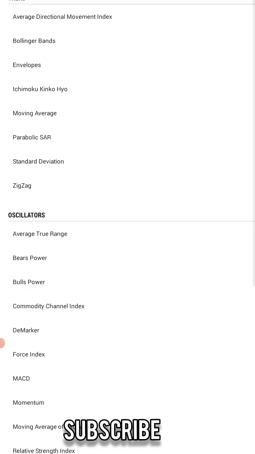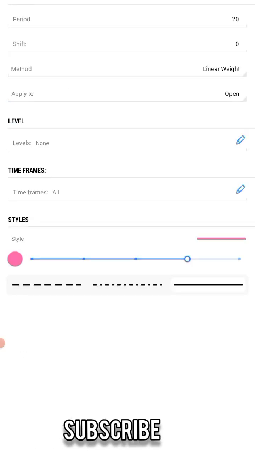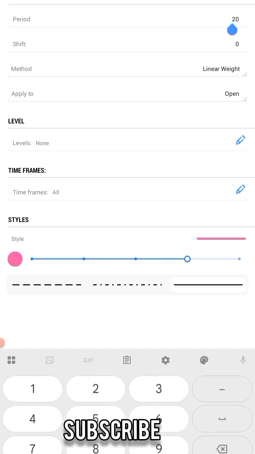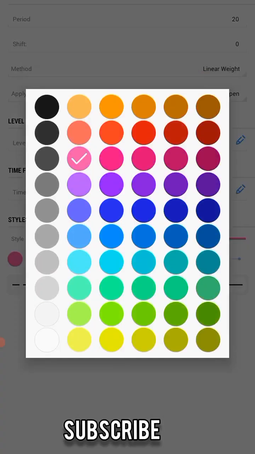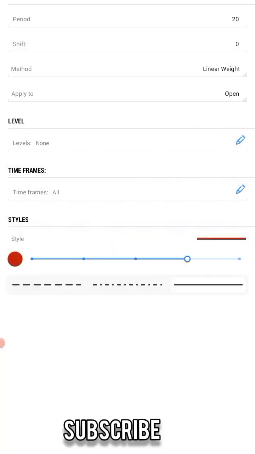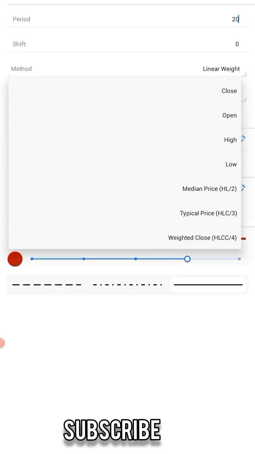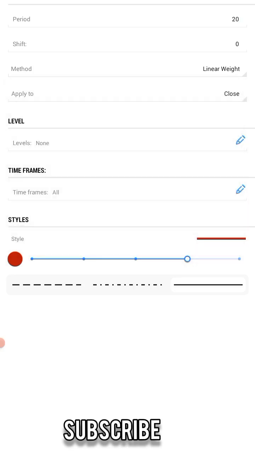Now click on the indicator button. Click on the main data. The first is our moving average. We're using moving average 20, like I said, and the first one we're going to use a red color. Put a red color. The method is going to be linear weight, apply to close.